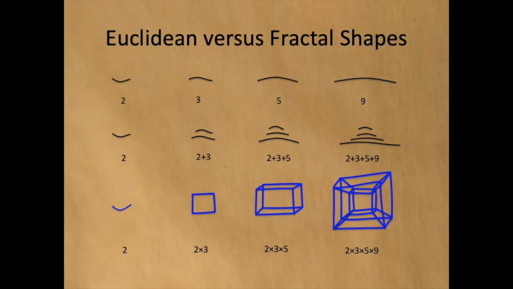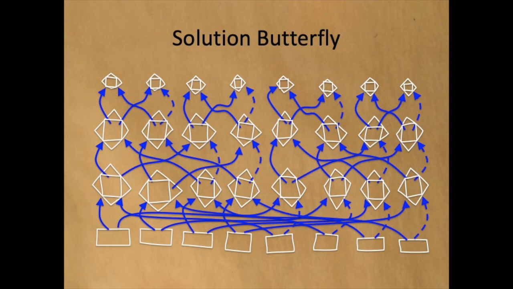2 is a line, 2 times 3 is a rectangle, 2 times 3 times 5 is a cuboid, and 2 times 3 times 5 times 9 is a hypercuboid, and so on for dimensions beyond 4. Solution spines grow like this. This diagram depicts a solution butterfly, except that states are multiplied together along the vertical arrows.